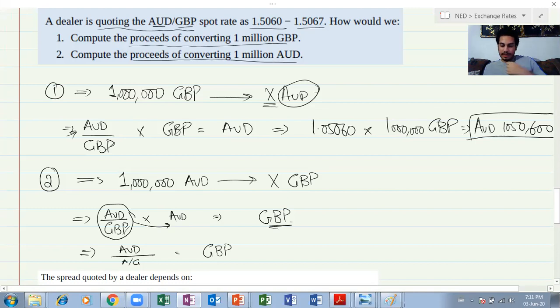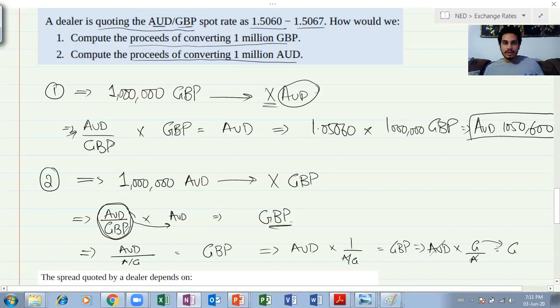And ultimately I'll get my quotation GBP. In other words, if I move on with this further, if I'm dividing this thing, it becomes an inverse. What I'm doing is simply this: 1 upon A upon G is equal to GBP. Or I can write it in this manner, because 1 upon A upon G becomes an inverse. So I can also write AUD into G over AUD. AUD cancels, and what am I left with? I'm left with GBP. So in other words, I simply need to take this number AUD and divide this number with this one.